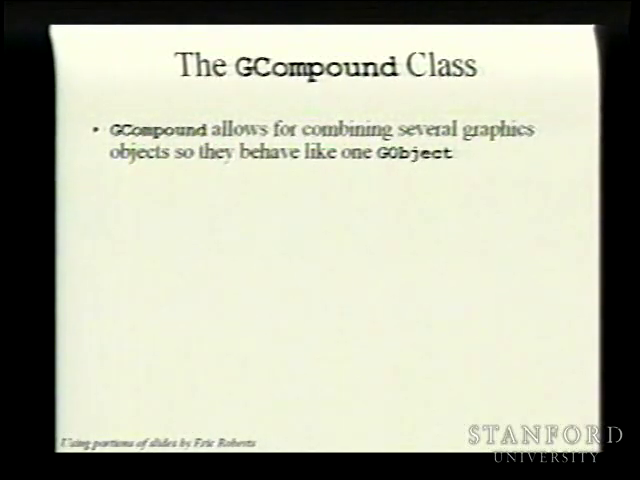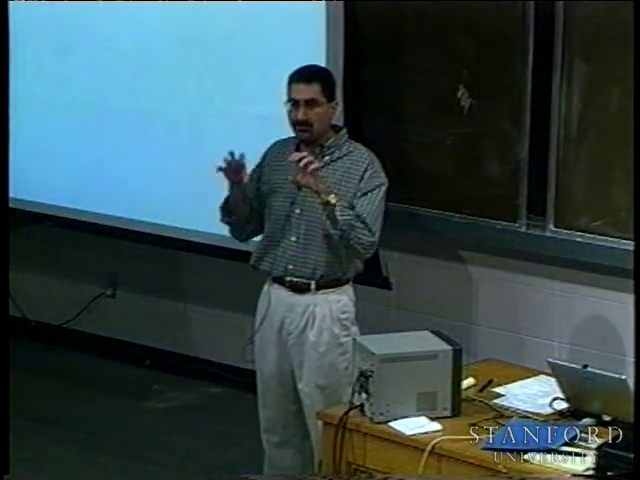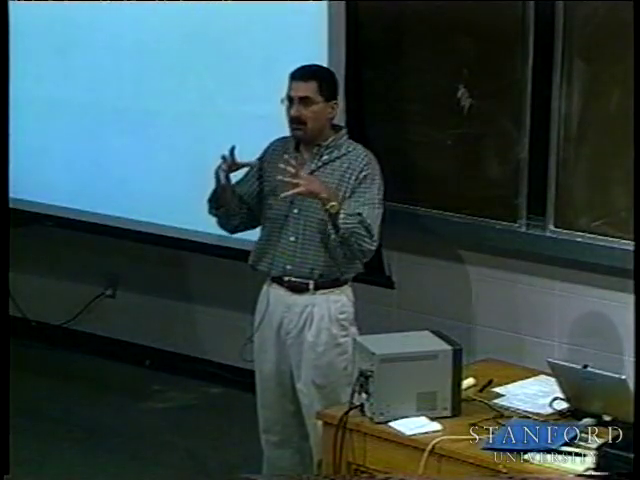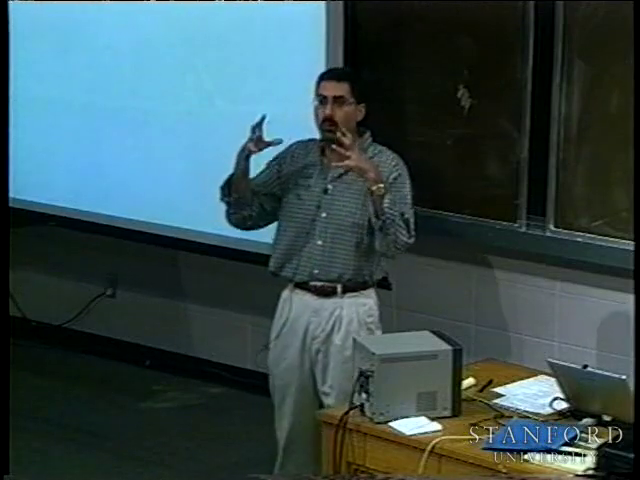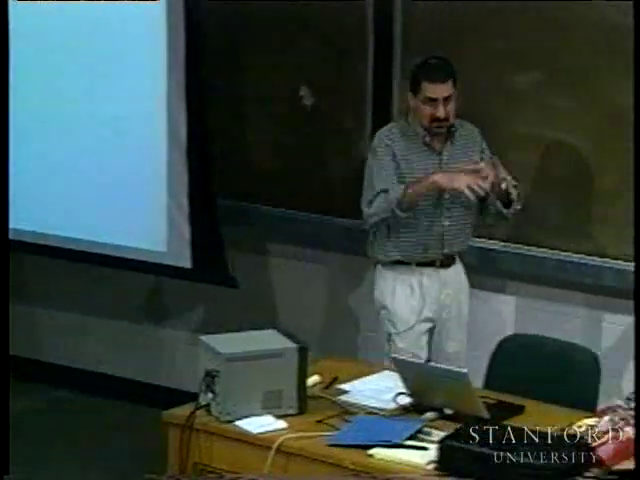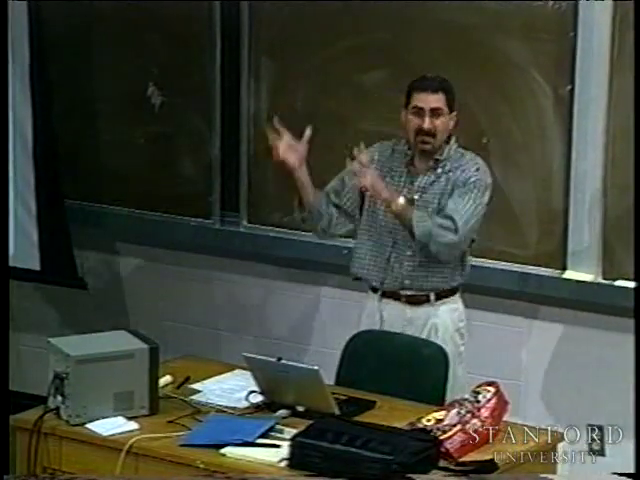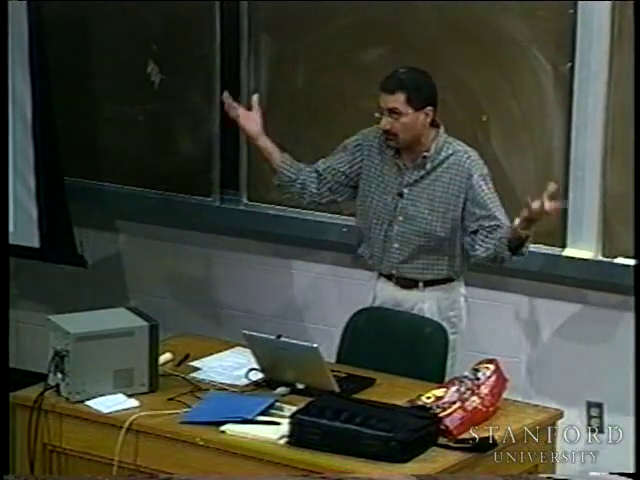G-compound basically is, as you'd imagine, a compound shape. It allows you to take multiple other shapes that you've seen and put them all together and treat that one thing as one object, which is very convenient sometimes if you want to draw something complicated and then move it all around the screen, for example, or rescale it.